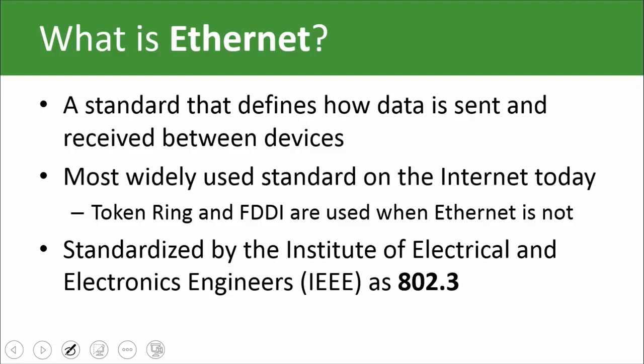There are a couple of other standards that are used, though. You've got token ring, where each device actually has to possess a piece of data called a token in order to be able to send data on a topology. Then you also have FDDI, which is a topology used for fiber optic communication. This Ethernet standard is governed by the Institute of Electrical and Electronics Engineers, IEEE, and it's referred to as 802.3.